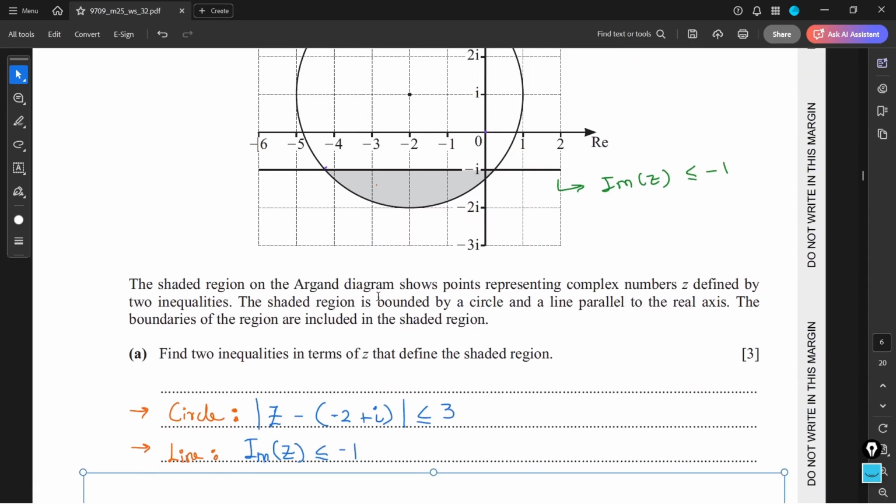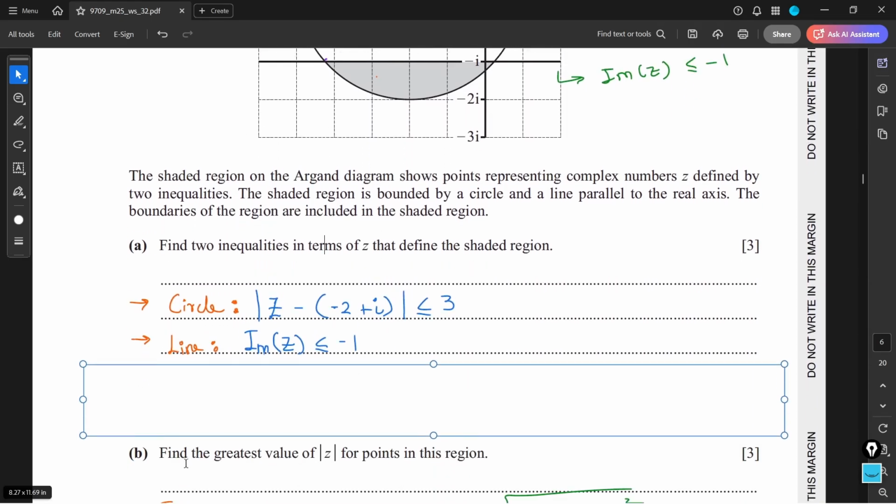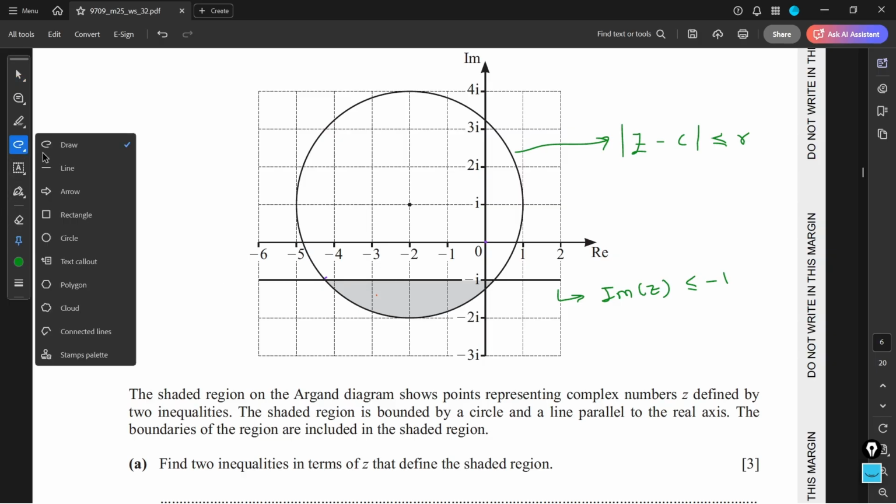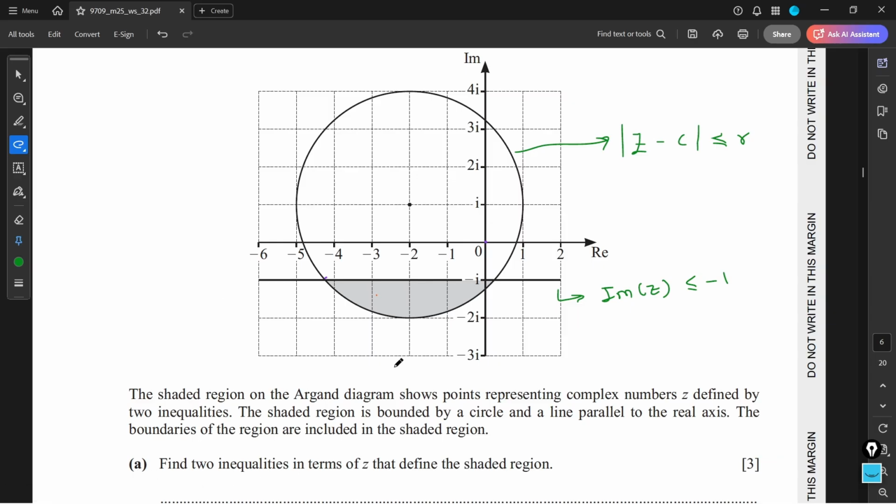Now let's move on to the second part. It says to find the greatest value of the modulus of z for the points in this region. So where is the greatest value of the modulus of z? First of all, you need to understand where exactly z lies in this region. Because we have defined in the first part that z is lying anywhere in this region, including the boundaries. And on top of this, you also need to understand the meaning of the modulus of z.